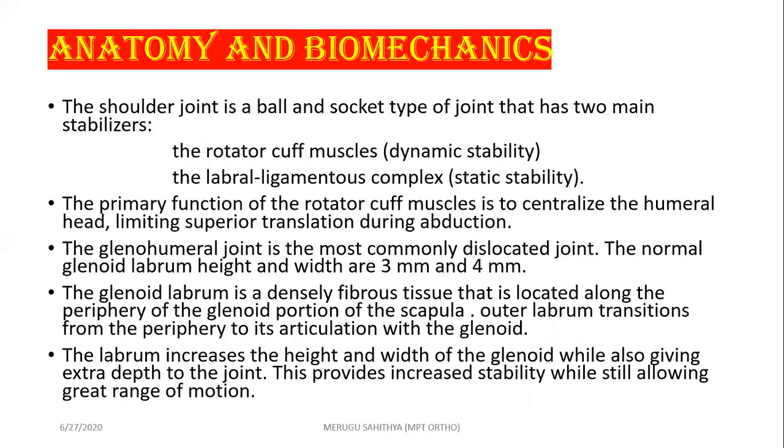So the normal glenoid labrum height and width are 3 mm and 4 mm. The glenoid labrum is a densely fibrous tissue that is located along the periphery of the glenoid portion of the scapula. The outer labrum transitions from the periphery to its articulation with the glenoid. The labrum increases the height and width of the glenoid while also giving extra depth to the joint. This provides increased stability while still allowing the greatest range of motion.